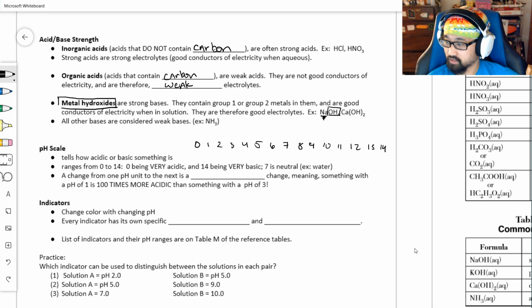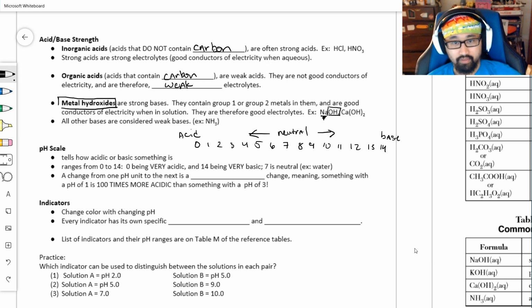Here's the pH scale. This is acid. This is base. 7 is neutral. Right? So it's a scale. 0 is super acidic, 14 is very basic. If I go from 7 to 6, I'm becoming more acidic. If I go from 7 to 8, I'm becoming more basic.